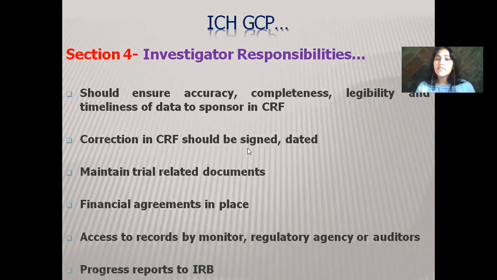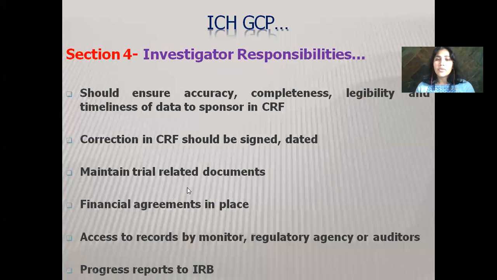Then correction in the CRF should be signed and dated. If there is any correction in the CRF, it has to be signed and it has to be dated. So in the clinical research field, in a pharmaceutical company, in any public testing lab that you'll be working in, the signature and the date hold a lot of importance. It holds a very big value, because it's a kind of verification, an authentication of the data, that this particular thing was wrong and now it has been corrected, and hence we are signing and dating it.